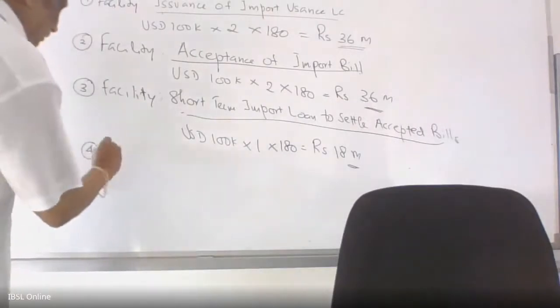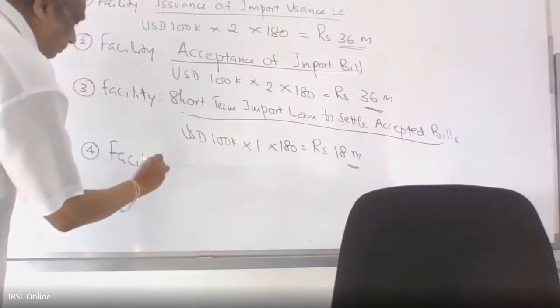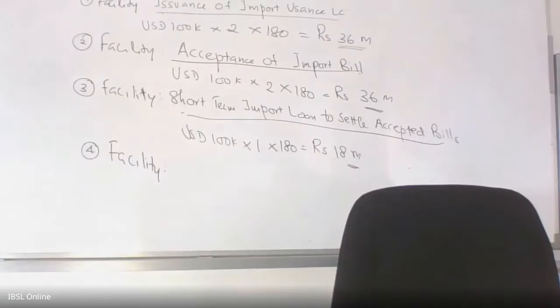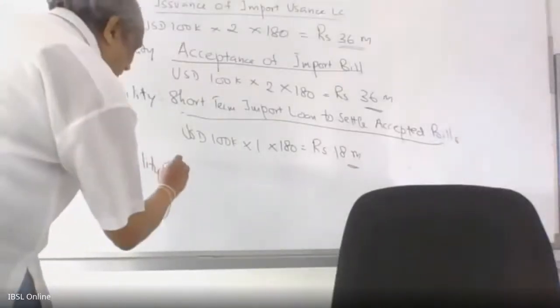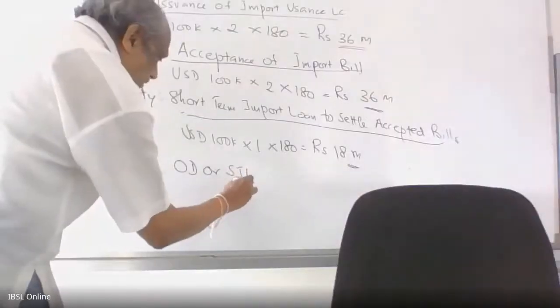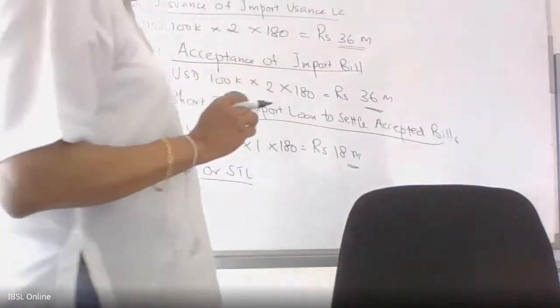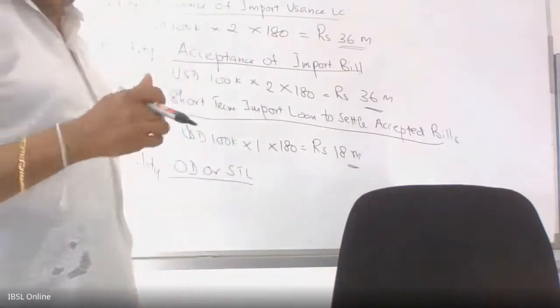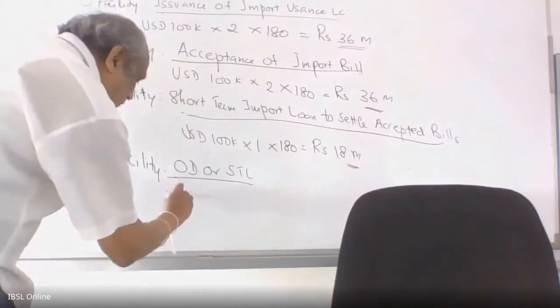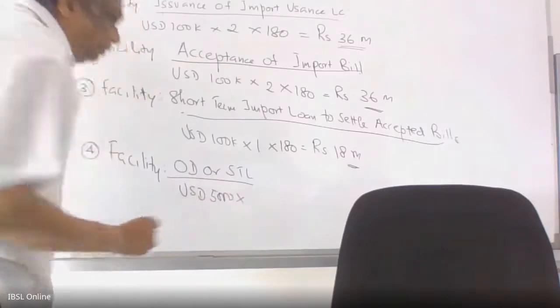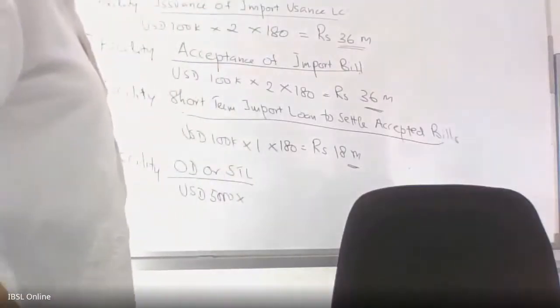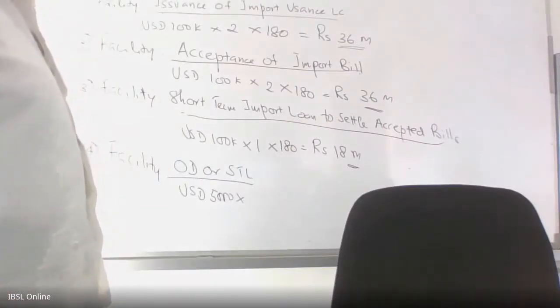Then the fourth facility. What is that? The 5,000 overhead charges. Take it up in an OD or short-term loan to settle overhead charges, right? Again, US dollars 5,000 into how many times? 3. 4. When the 4, where are we?